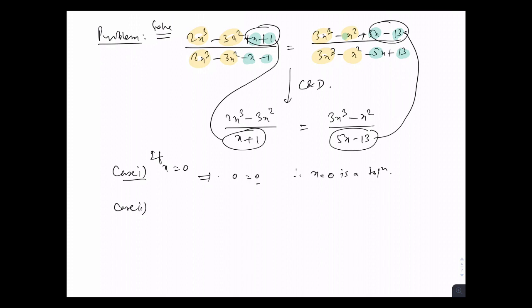What is case 2? What is the other possibility? If x is equal to 0 is one case, the other case will be x is not equal to 0. And why are we talking about x is not equal to 0? Because I can factorize x square in this given form.